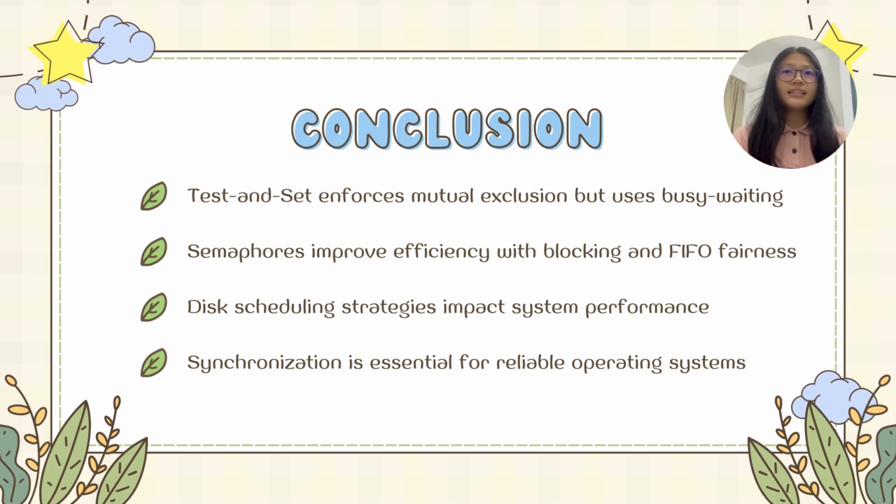In conclusion, this assignment explored key operating system concepts. Test-and-set demonstrated mutual exclusion but also showed the inefficiency of busy waiting. The counting semaphore improved efficiency through controlled concurrency and first-in first-out fairness. These scheduling strategies further highlighted how resource management affects system performance. Overall, proper synchronization is essential for reliable operating systems.